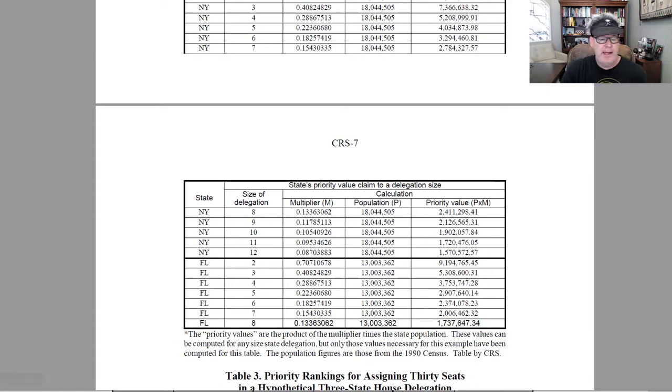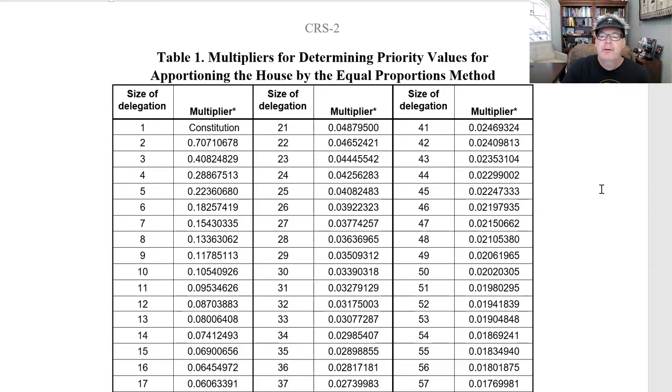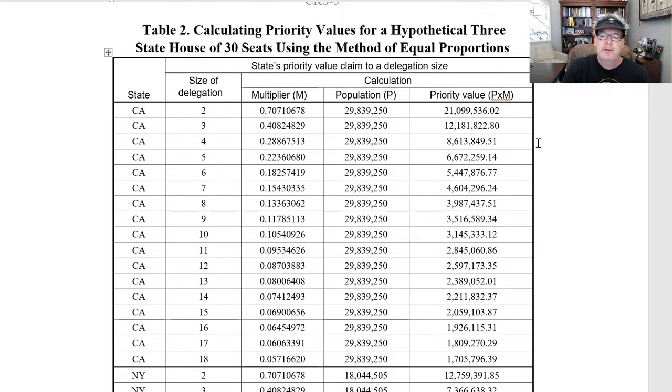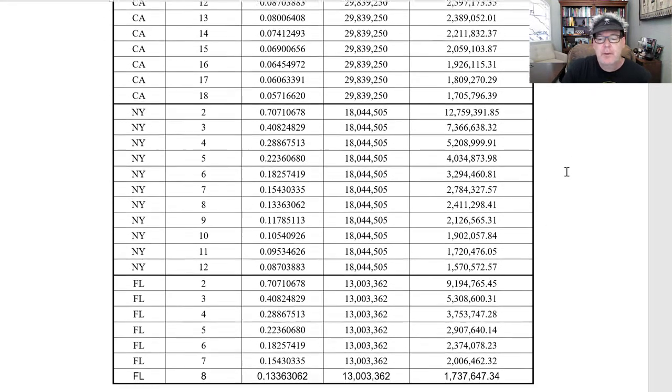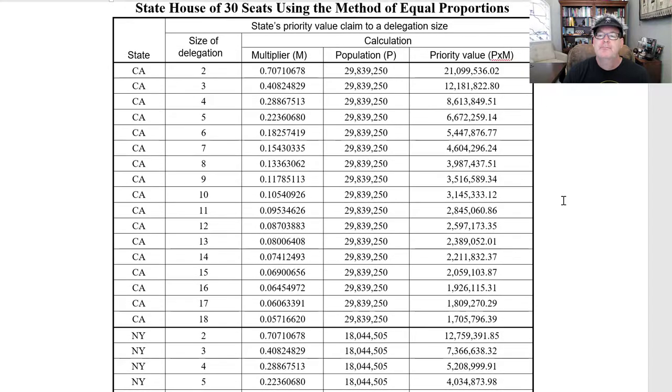So once you have that, let me do it where I can cross off. Again, there's the multipliers, which we won't use. Once you have these priority values, you just look among all 50 states. In this example, though, there's only 3 states. Each state by law has to get 1 seat, so every state has gotten 1 seat. And now to give the second seat, who's got the biggest priority? California does, 21 million. So I'm going to give California a seat.